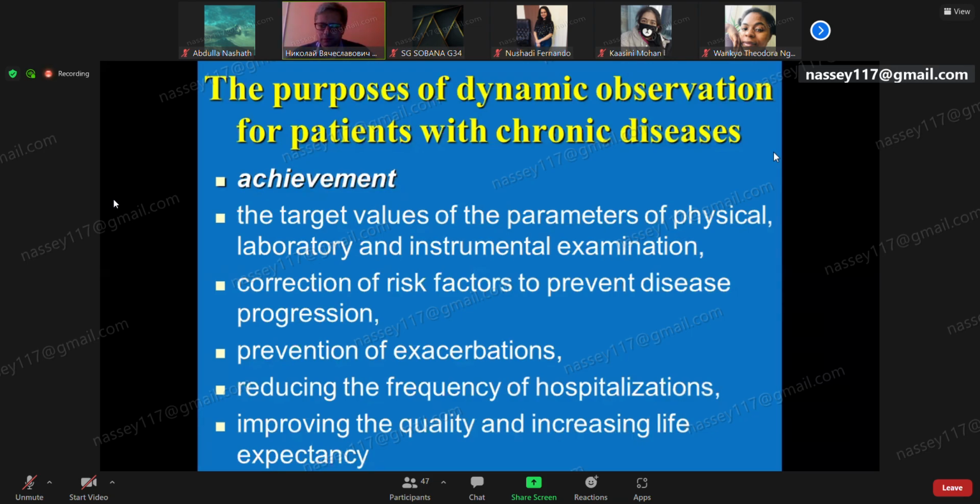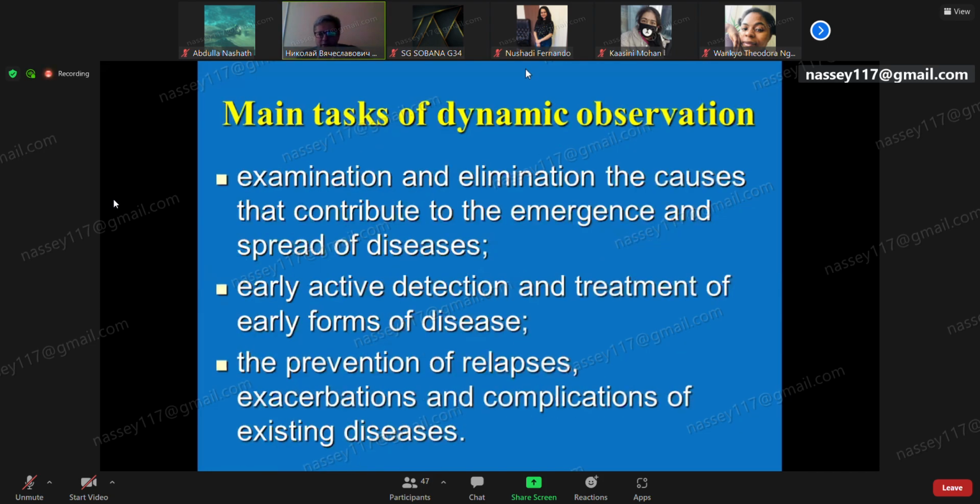Also, we should try to improve the patient's quality of life and increase their life expectancy. It is maybe the most valuable purpose of this process, secondary prevention or dynamic observation. In other words, secondary prevention includes dynamic observation. So now we will analyze the main tasks of dynamic observation for patients with chronic diseases.